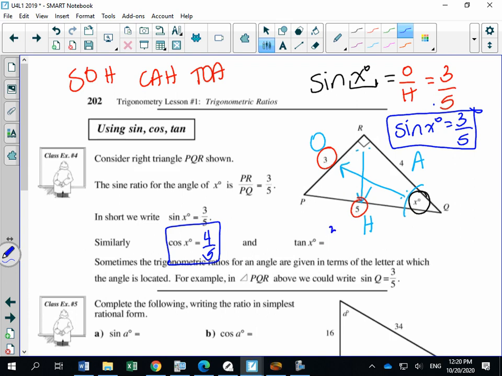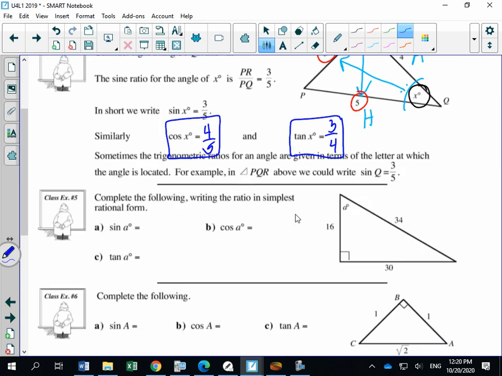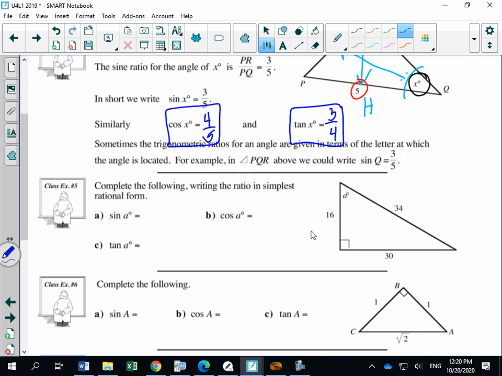Perfect. Yeah, 3 over 4. We're done. Class example 4. Let's do 5. Which angle gets the set of eyeballs? What do you think? What did they call it?